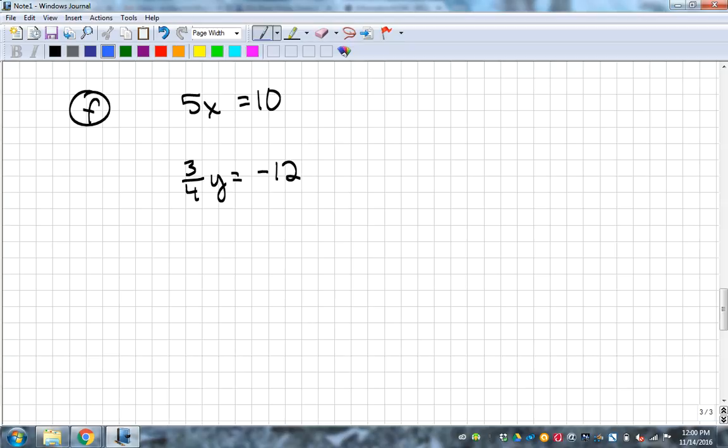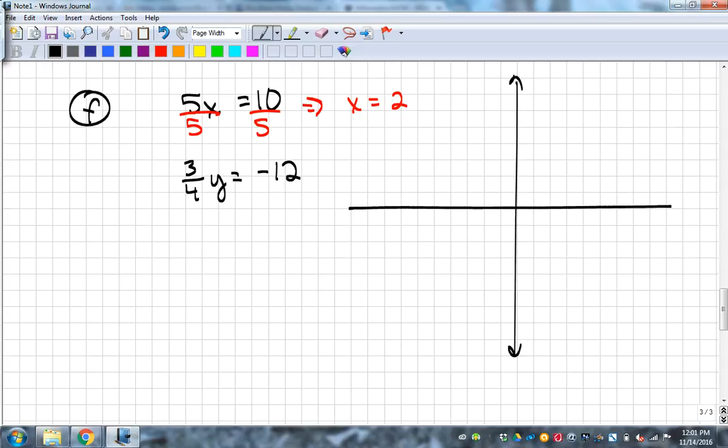The only variable in the top one is x, so let's just get it by itself. So if I divide it by 5, I get x is equal to 2. What does that look like if you go to graph it? It's a vertical line. It's a vertical line that goes through 2 on the x-axis.